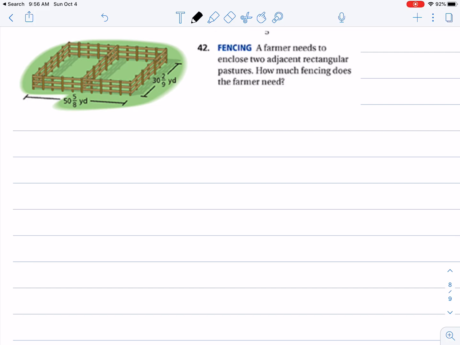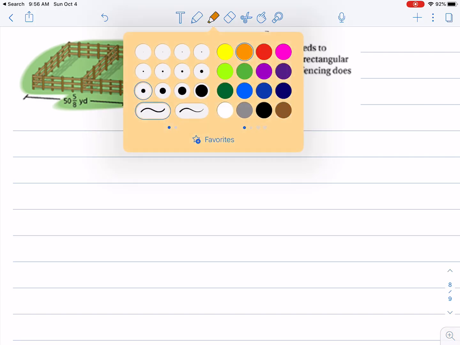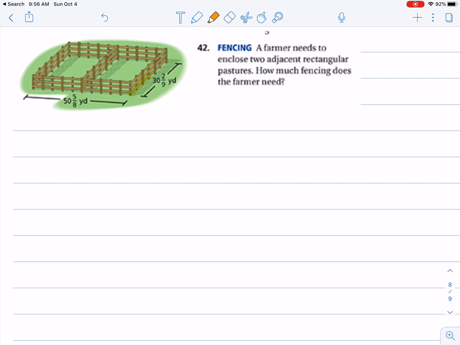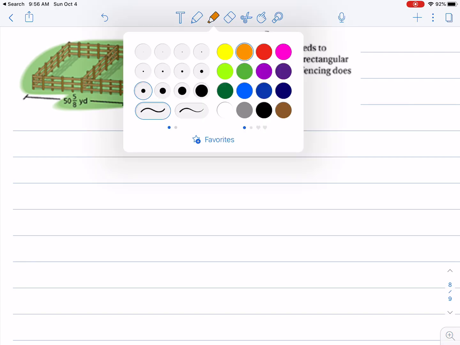Number 42, fencing. A farmer needs to enclose 2 adjacent rectangular pastures. How much fencing does the farmer need? So they've given us 2 different measurements, and we have the fencing going in this direction. Let's use a different color.